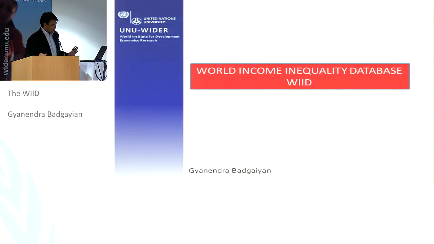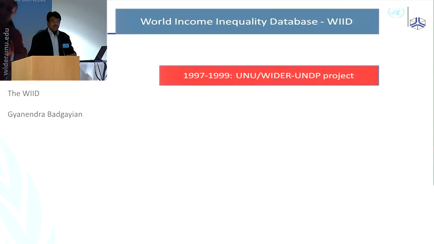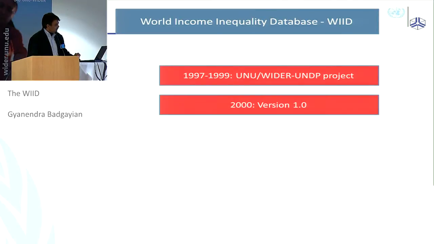So let's start with what this WIID is about. WIID, as you can see, is the World Income Inequality Database. The first version came later, but the seeds of this lie in the project that UNDP and UNU-WIDER had in 1997-1999. I think the question was, is poverty reduction incompatible with rising income inequality? That was led by, and we are really honored and glad to have Professor Cormack present here, who was the head of that project. And it is from this that in 2000, version 1 of the WIID came. So it's essentially an outgrowth of the project that was done with UNDP by UNU-WIDER.